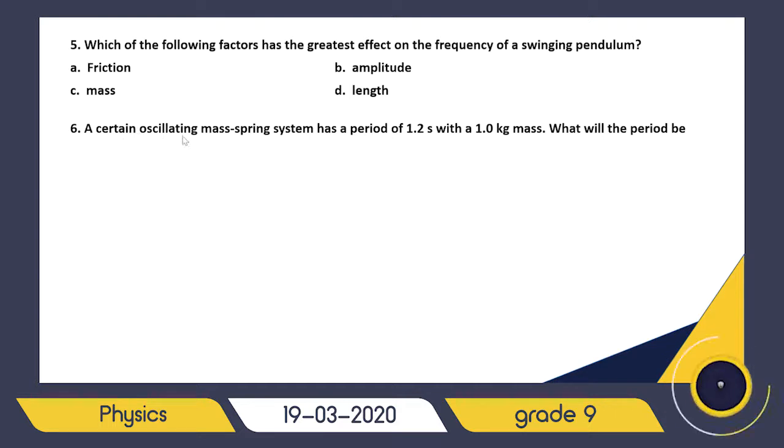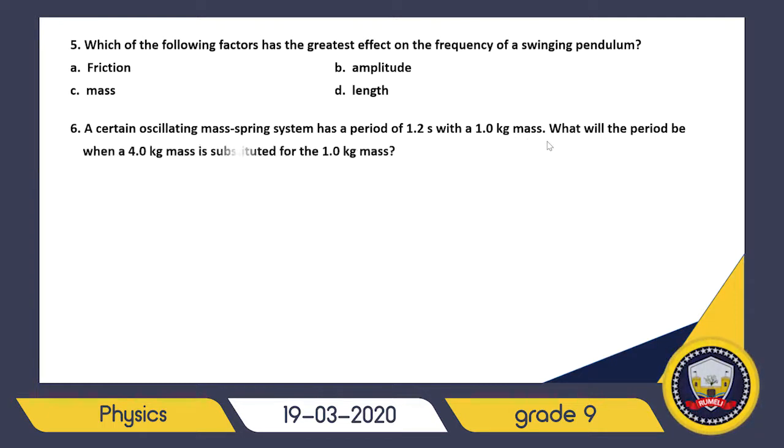Number 6. A certain oscillating mass spring system has a period of 1.2 seconds. Here is T, period, with a 1 kilogram mass, here is M. What will the period be when a 4 kilogram mass is substituted for the 1 kilogram mass? Just substitute 1 kilogram with 4 kilogram, so it will be 4 times the original one. What happens to the period?